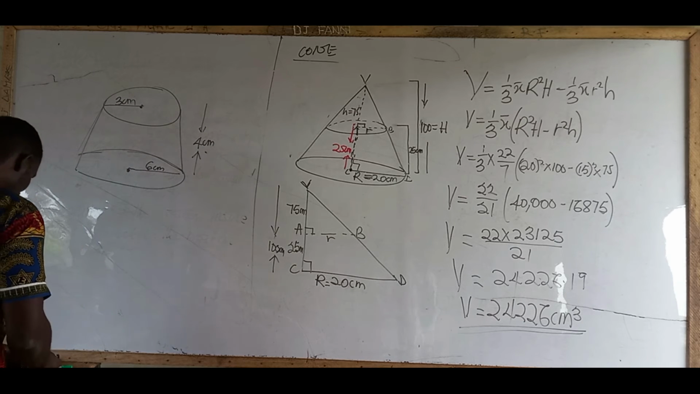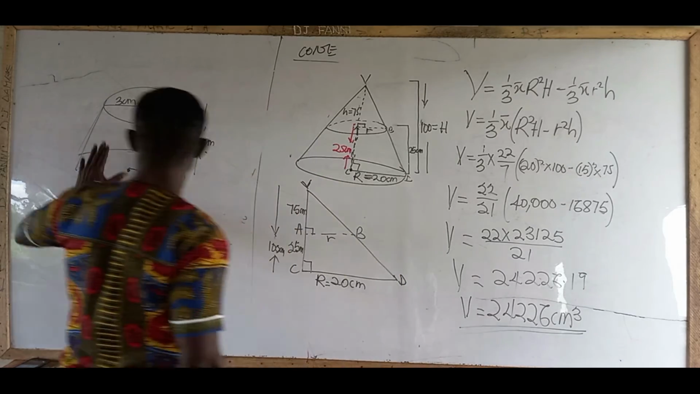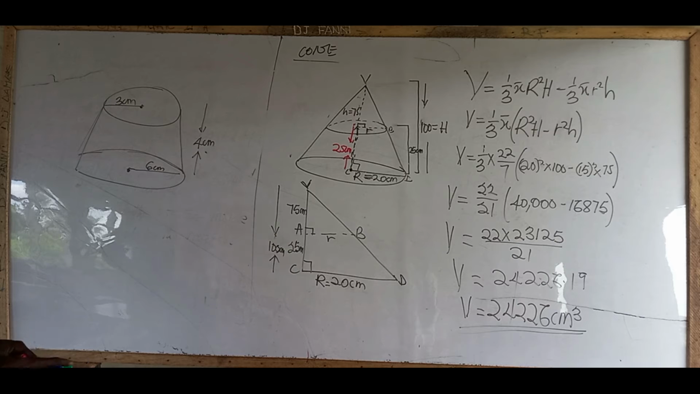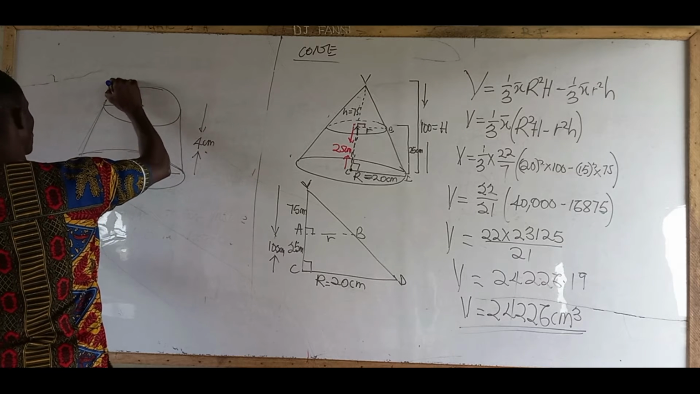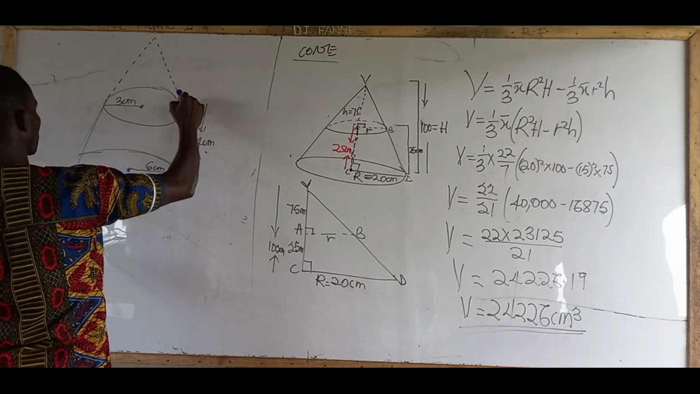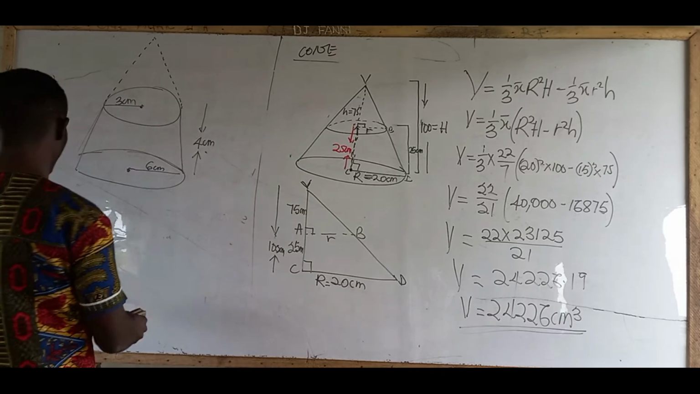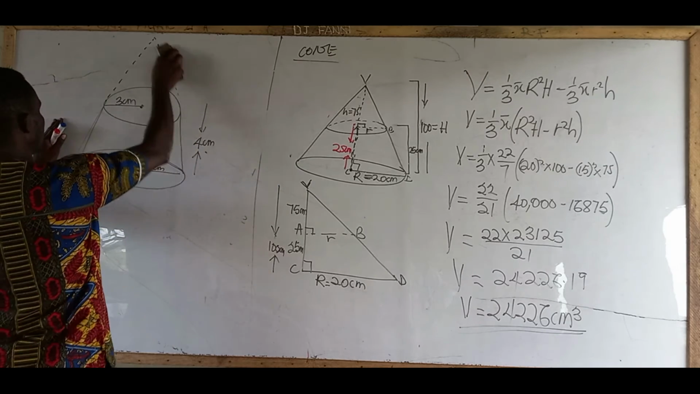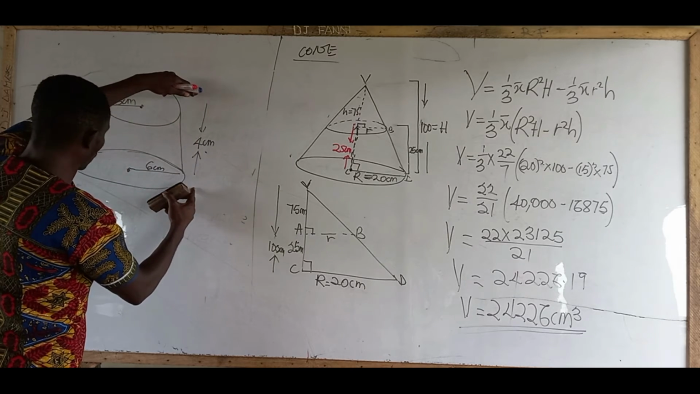Look at the drawing carefully. I will continue with the drawing. To get the volume of the remaining part, we should continue to form the whole cone, as I did. So I will come and draw the whole cone here. In the initial stage, this is the question given to us, and the height of the cone is this.